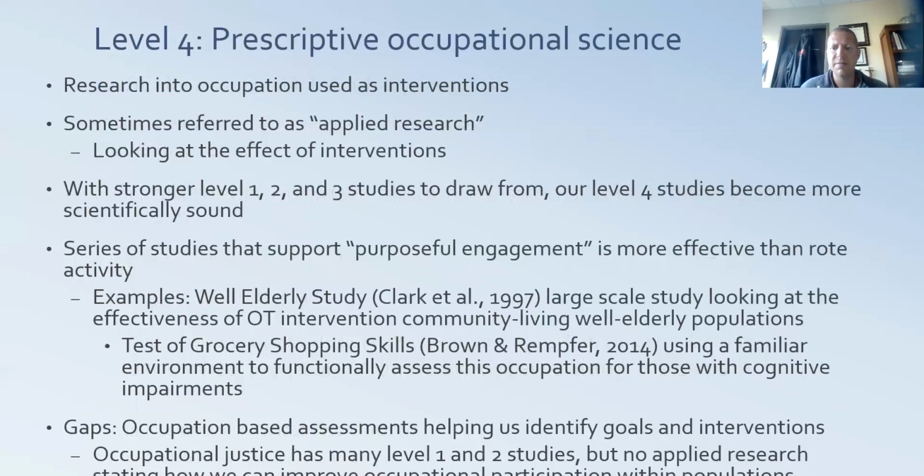We also need a lot of prescriptive types of interventions. We need more applied research articles out there that justify and share very specific interventions that would help people. When we talk about occupational justice and occupational injustice, okay, we know that there are some populations of people that don't engage in occupations.